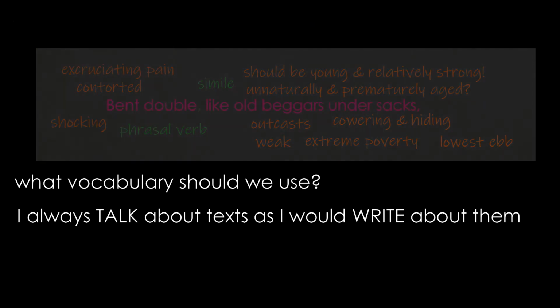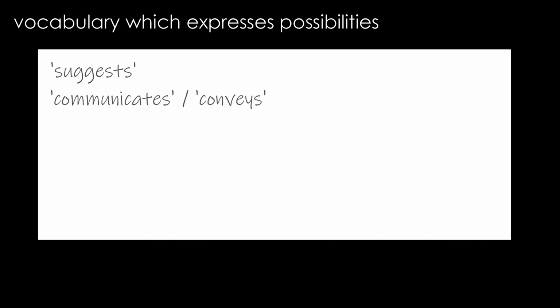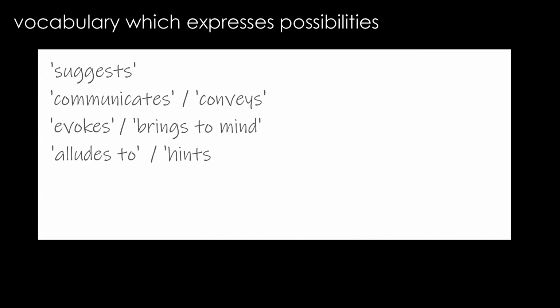Because we're interpreting what the writer is saying, we tend to use words which suggest possibilities rather than hard and fast truths, such as "suggests", "communicates", "conveys", which is just another word for communicates, "evokes", which means brings to mind. You could use this as well if you wanted to. "Alludes to", which means hints at. You could use this as well if you wanted to.